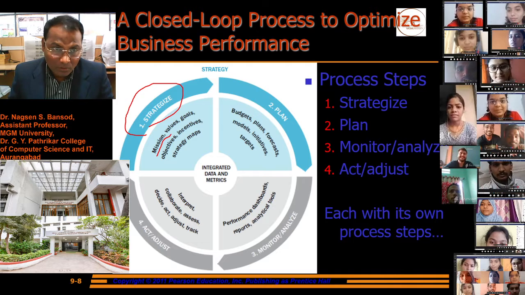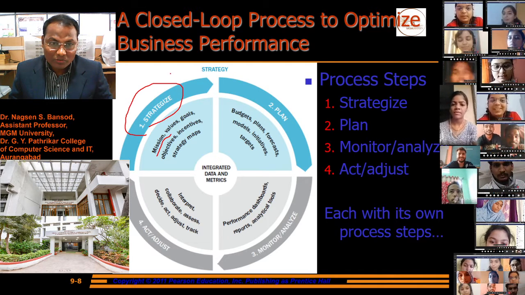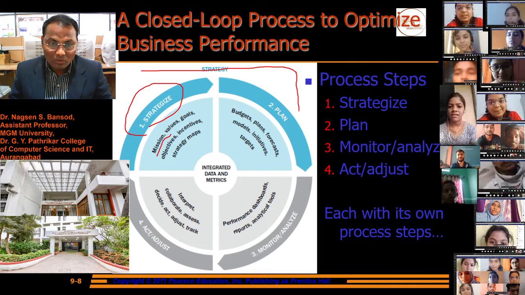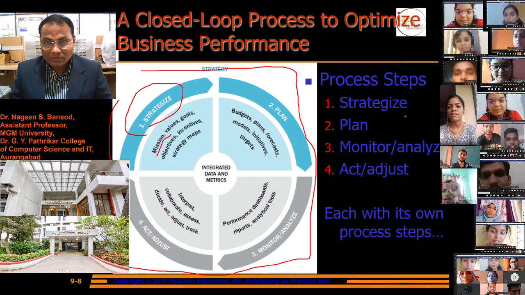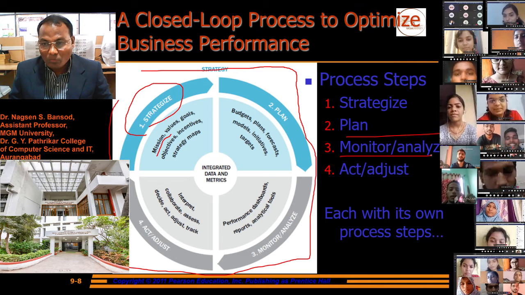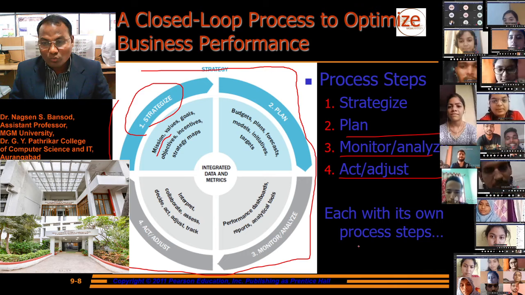This is the closed loop performance. To optimize the business performance, we have to follow all these four closed loop points: strategies, plan, monitor and analyze, act and adjust, each with its own processing step.